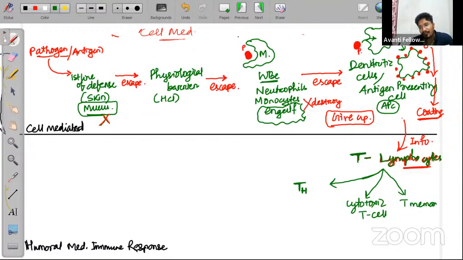The T memory cell will build memory against this, okay, its work is done. We will talk about the cytotoxic T cell later. Now let us talk about the T helper cell, right. After making a proper plan, it will divide the work among all the army. The T lymphocyte will ask the helper T cell, that is TH cell, to go and ask for help.